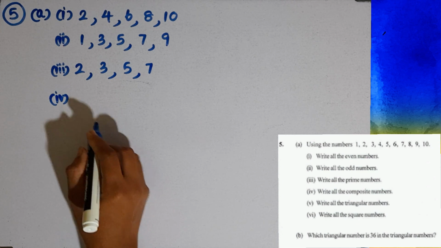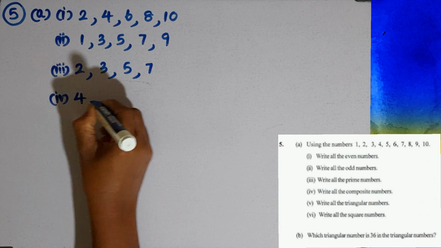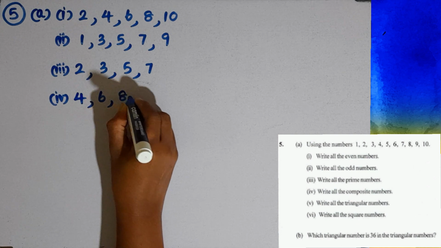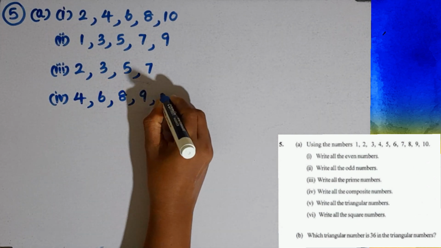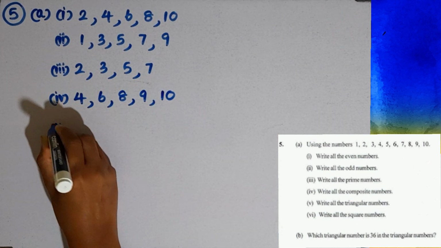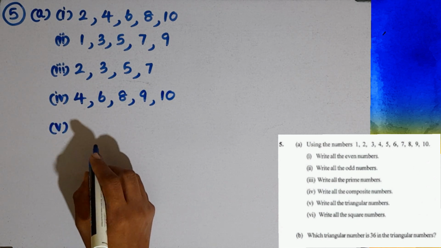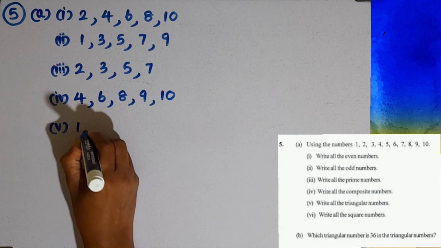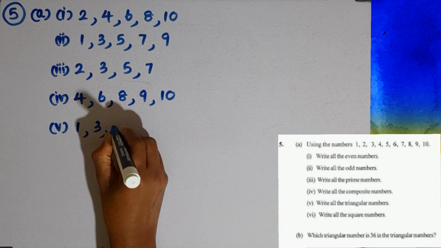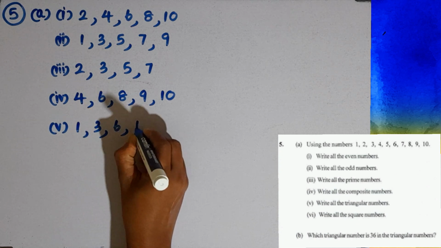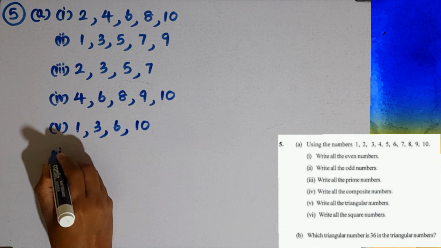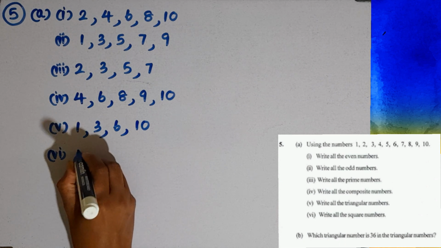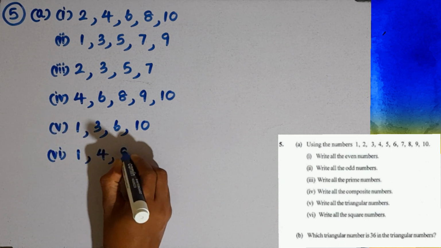Then 2, 3 are prime. Then 4. 4 is a composite number. Then next one 6. Then 8, 9 and 10. Then fifth question. Write all the triangular numbers. Triangular numbers here are 1, then 3, 6 and 10. Then number 6, write all the square numbers: 1, 4 and 9.